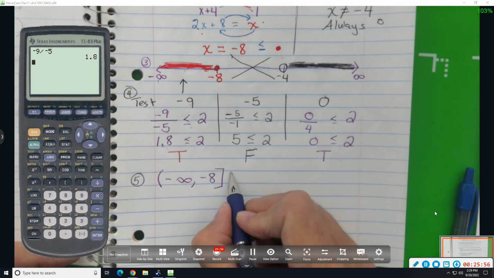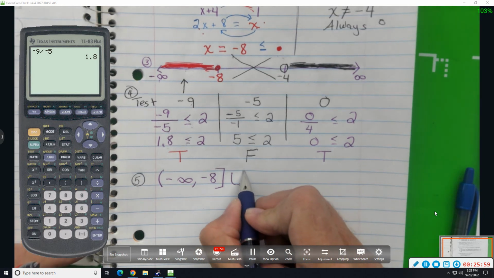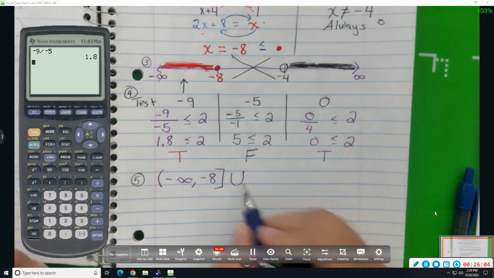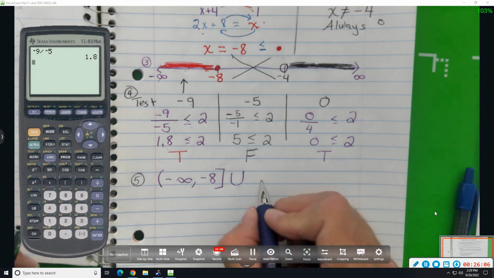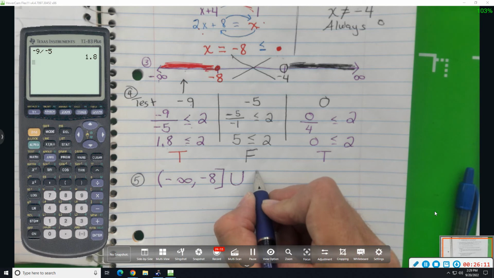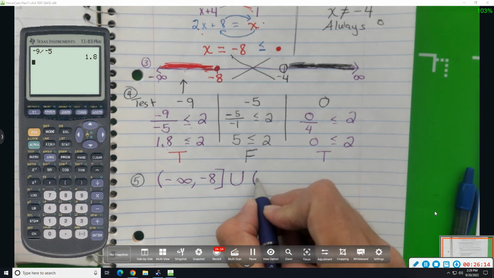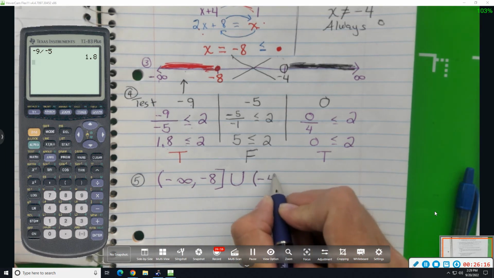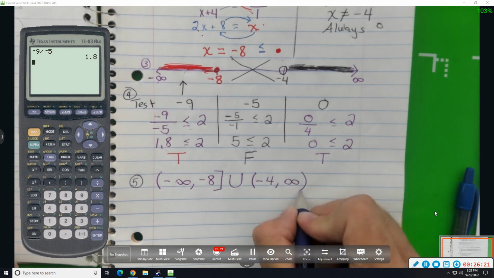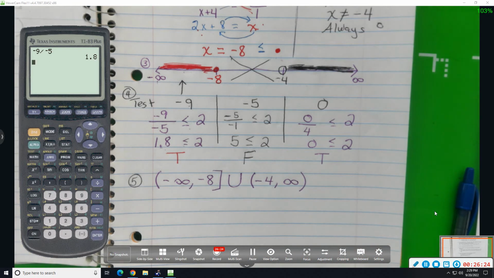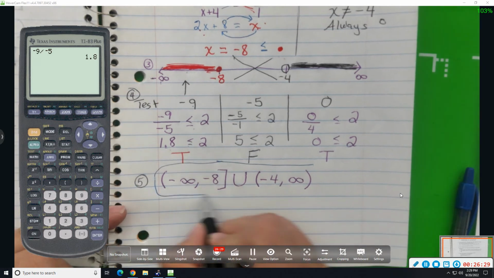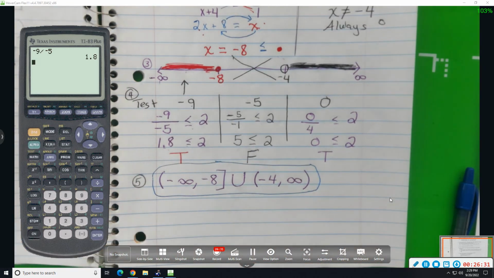Then you type a little U symbol. It'll be in the toolbar. Which means that it's still all in the same number line. It's read union or. Then what? Open or closed? Open. Negative 4, comma, infinity, close parentheses. There. Y'all remember? Y'all remember practicing with this stuff on Thursday, at the end of class on Thursday?